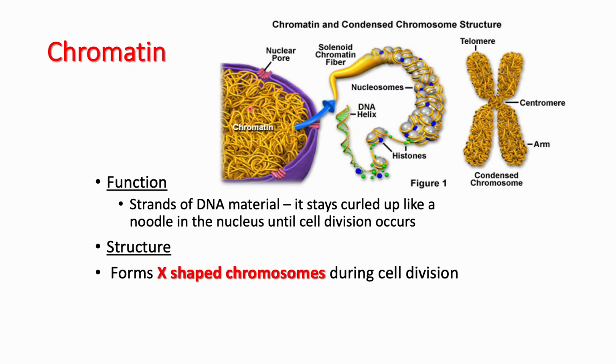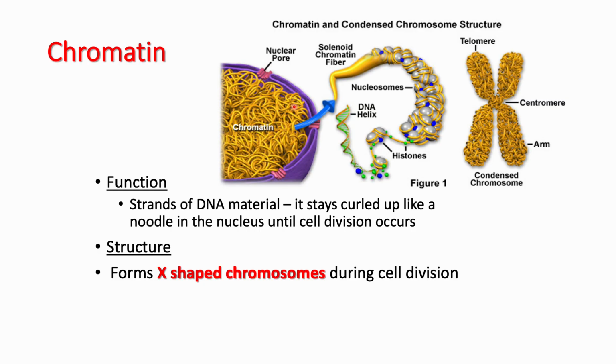Chromatin, again, remember I said it kind of looks like a plate of spaghetti? The chromatin, these are strands of DNA material, and it stays curled up like noodles in the nucleus until cell division occurs. It does eventually form that X-shaped chromosome as we are going into cell division. And this diagram is showing you, here's your chromatin inside the nucleus. This purple outer layer here is representing your nuclear envelope. There's a nuclear pore where things can pass back and forth.